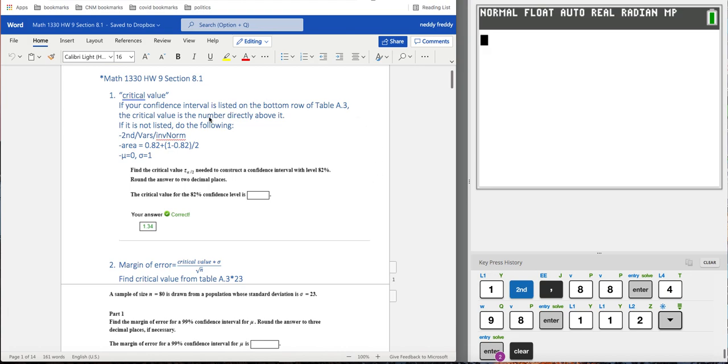Chapter 8 is finding confidence intervals, and so we're going to start here with 8.1. If it asks for a critical value, there is an easy place to find it if the value that you're looking for is listed there, and if it's not, I'll show you how to find that. So find the critical value needed to construct a confidence interval with a level of 82%.